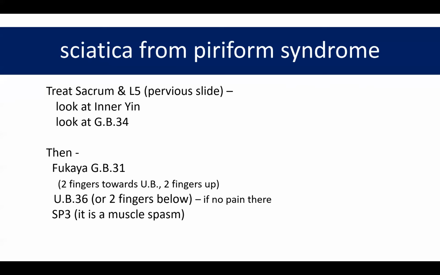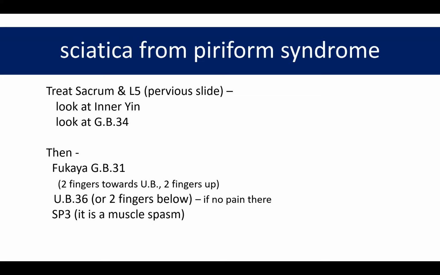Then she asks about sciatica from piriformis syndrome, which is different than from the spine. Treat the sacrum and L5 just as before, because you can't guarantee it's really just piriformis. And then also look at inner yin, because it's a muscle. The piriformis is tight because it's trying to grab something, so try and give it some release. And possibly gallbladder 34, it's one of the fountain points. The piriformis is tight probably because it's trying to grab, because there's no action in the leg underneath it.